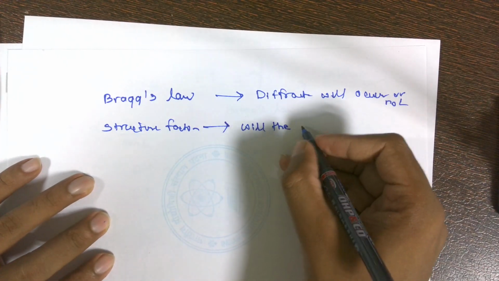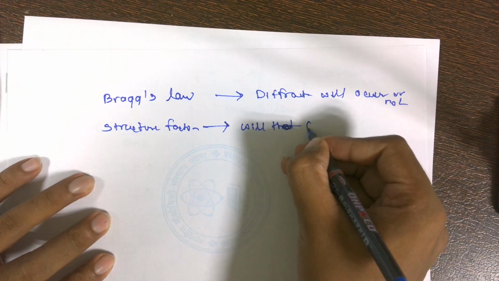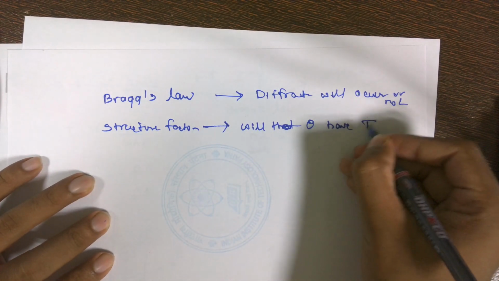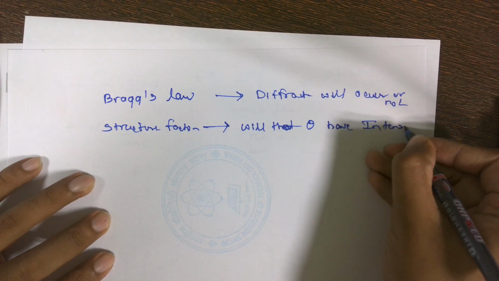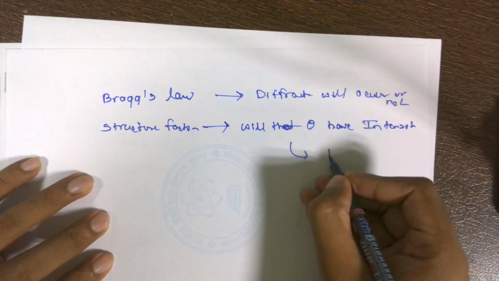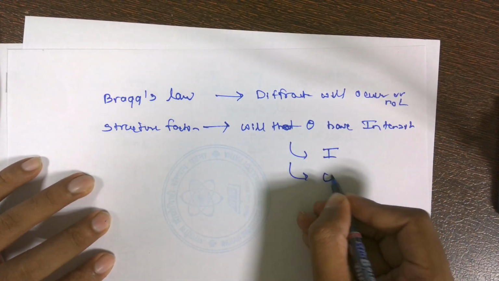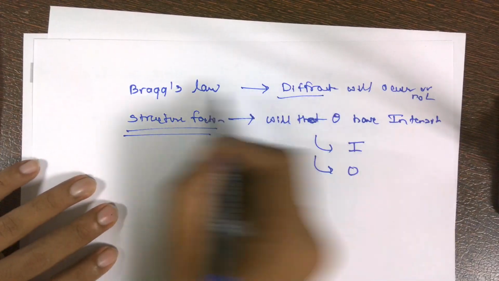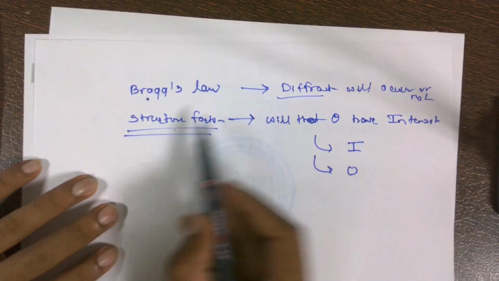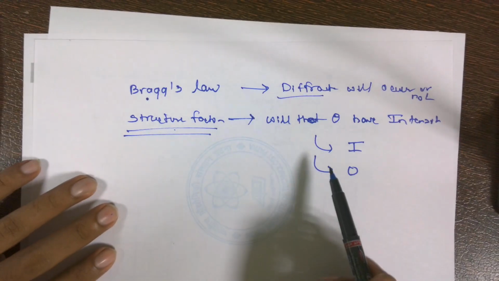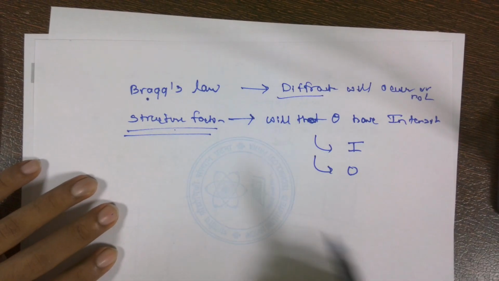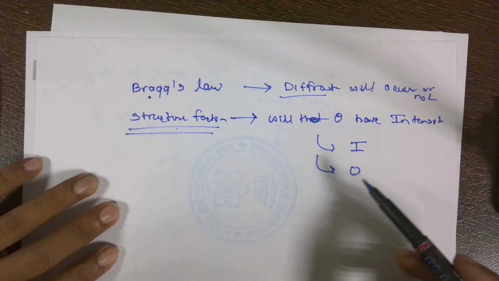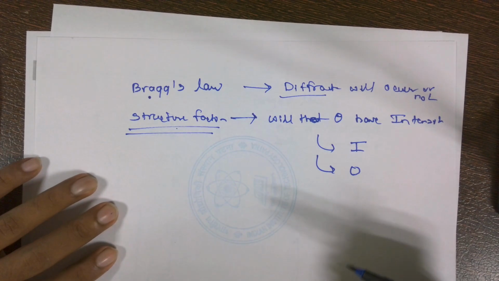will that angle, will that diffraction have intensity, whether it's having a certain intensity of I or some other intensity, it will be determined by the structure factor. So even though the diffraction condition has been satisfied by Bragg's law, the structure factor may tell us that, due to the arrangement of the atoms, the intensities are cancelling out each other and destructive interference is happening.